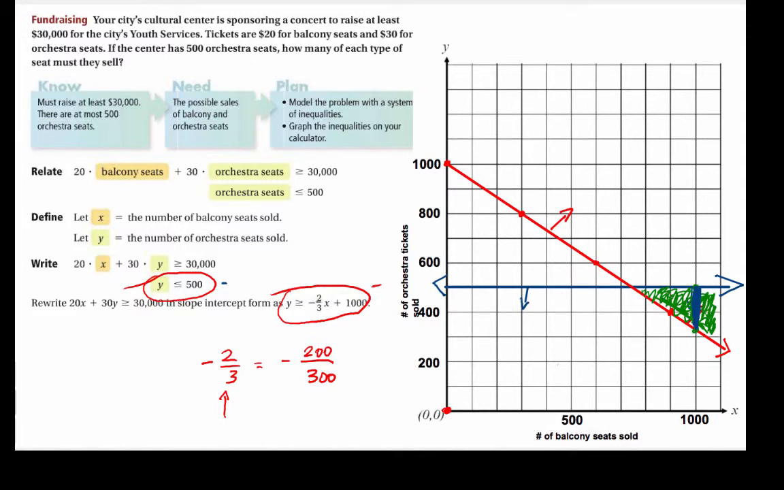Like I said, this is an example of the next lesson that we're going to get into, which is called linear programming. And linear programming takes linear inequalities to an extra step. We're going to talk about maximizing and minimizing different types of functions.